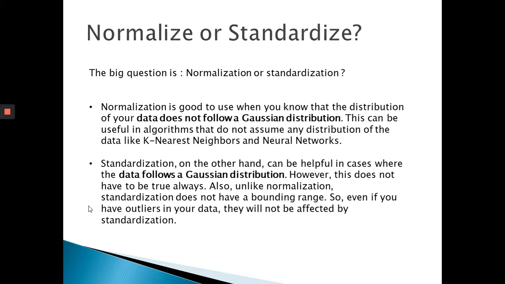neural networks. On the other hand, standardization can be helpful in cases where the data follows a Gaussian distribution. However, this does not have to be true always. Also, unlike normalization, standardization does not have a bounding range. So, even if you have outliers in your data, they will not be affected by the standardization.